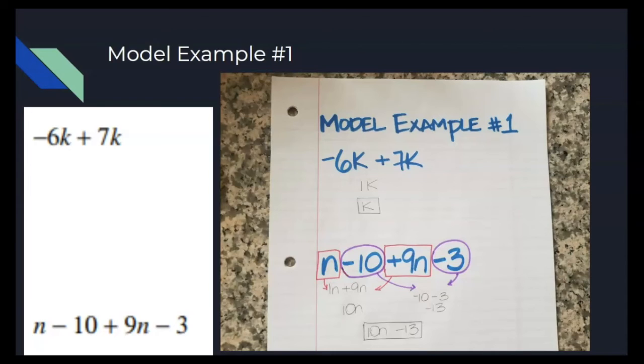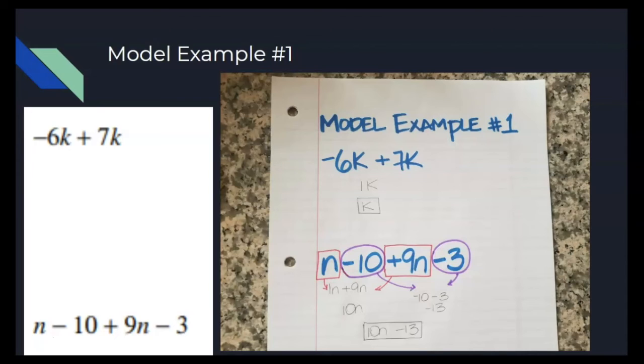Our first example is negative 6k plus 7k. Remember, when we have terms that are alike, and these are alike because they have the same variable raised to the same exponent, that's one of your definitions, we only need to combine the coefficients. The coefficients are the numbers that are in front of the variable. So here we have negative 6k plus 7k. They are alike, so all I need to do is combine the coefficients. So I have negative 6 plus 7, which gives me 1k.